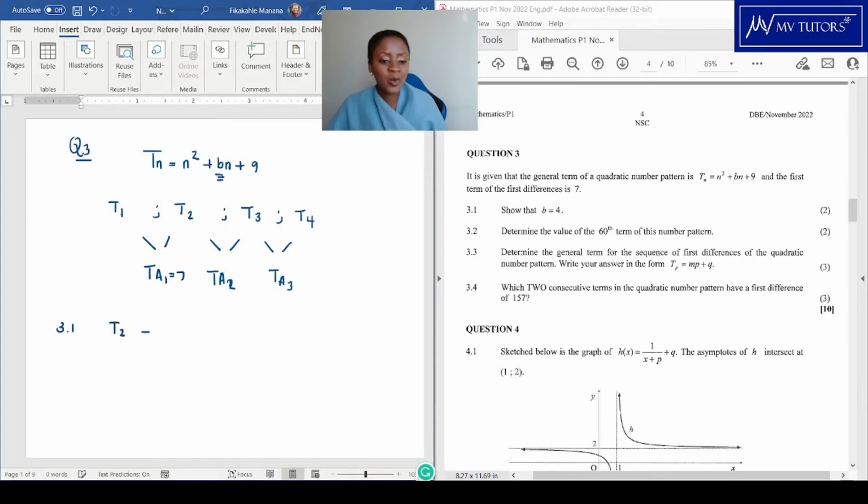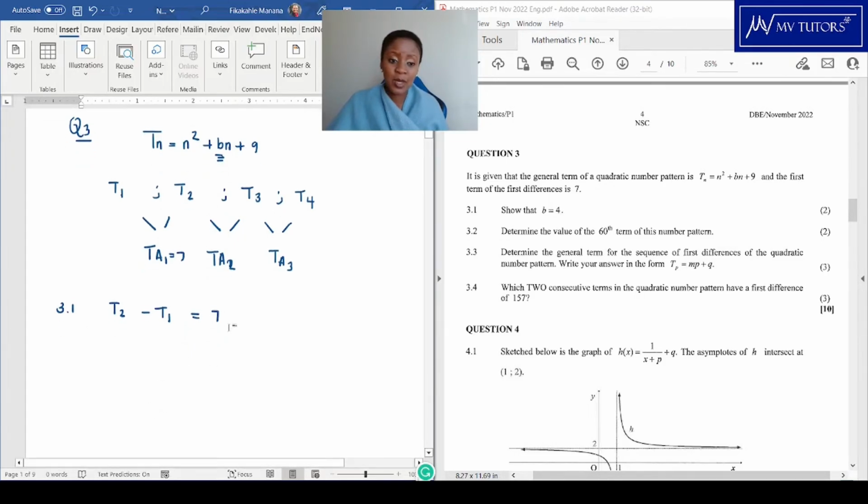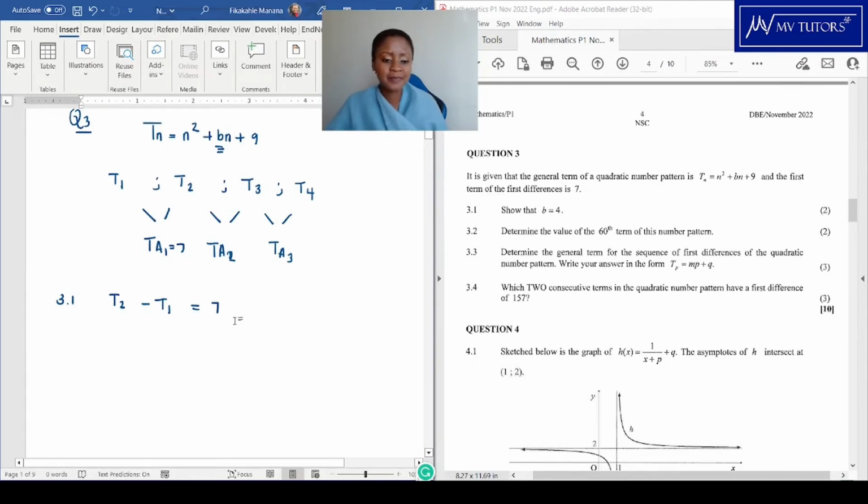So my long way is to say T2 minus T1 is equal to 7. If you have a shorter way, please do post it in the comment section for those who just want to get on about life, okay? And for those who are struggling and don't know what's going on, hopefully what I'm showing you makes sense. So for T2, I basically want to substitute 2 wherever we have n.